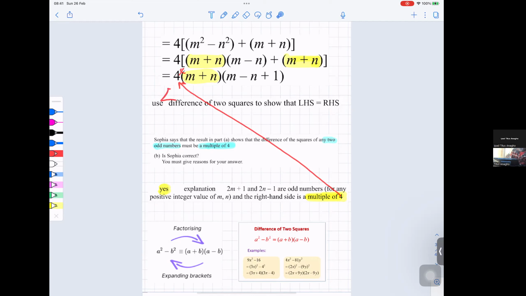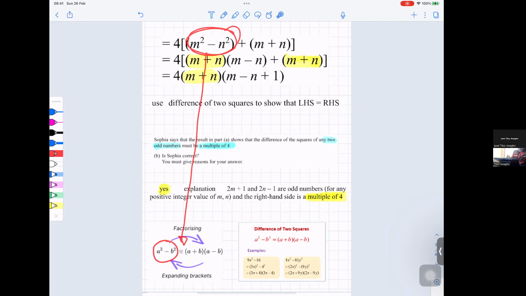If you see that 4 times something is a multiple of 4. So what we see there is 4 times m plus n bracket m minus n. When you multiply by 4, it's a multiple of 4. 4 times 1, 4 times 2, 4 times 3. As long as it's a 4 in front, it's a multiple of 4. And I've put underneath here the difference of two squares. When we factorized, when we use that difference of two squares there, this might help you to learn this formula.